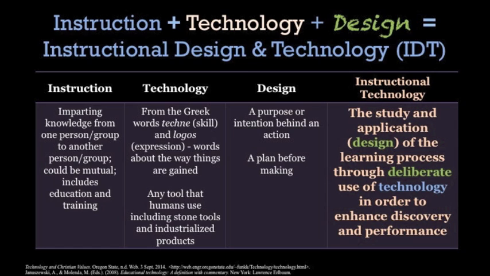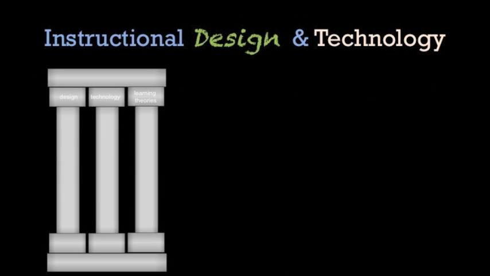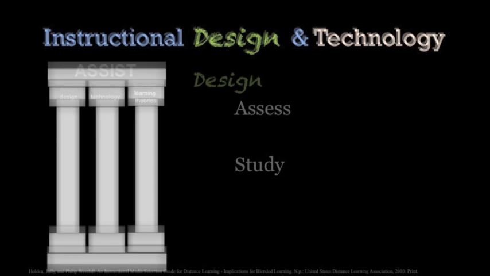Putting it together, my definition of instructional design and technology is the purposeful study and application of the learning process through the use of deliberate technology in order to enhance discovery and performance for the learner. What this history of definition tells us is that there are 3 major pillars key in instructional design and technology: design, technology, and learning theory.